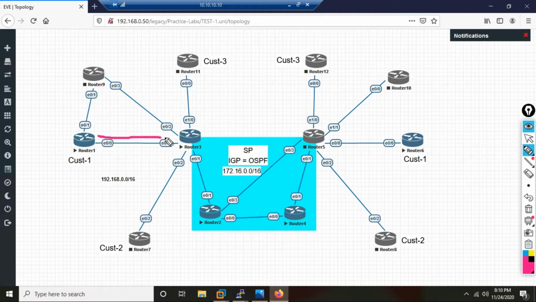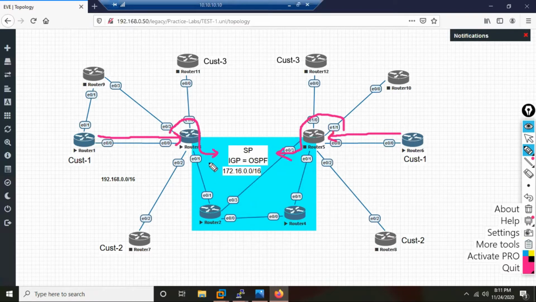R1 sends the RIP routes to R3. In the same way, R6 sends the RIP routes to R5. And then what we did: we redistributed these routes into OSPF, right? Same thing we did here also. And then from OSPF, I redistributed back. So like that. But this is just one customer.